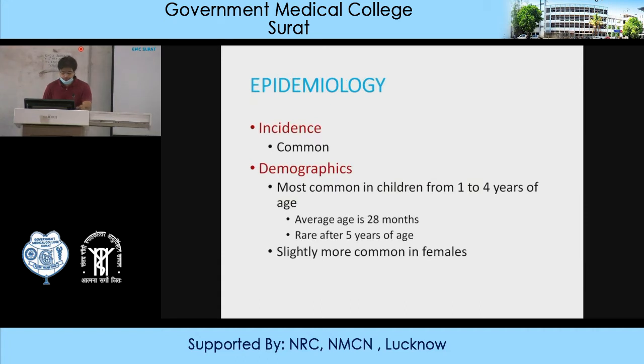So, the epidemiology part. Its incidence is common, and if we see the demographics, it's most common in children from 1 to 4 years of age. The average age is 28 months, and it is rare after 5 years of age. It is slightly more commonly seen in female children.